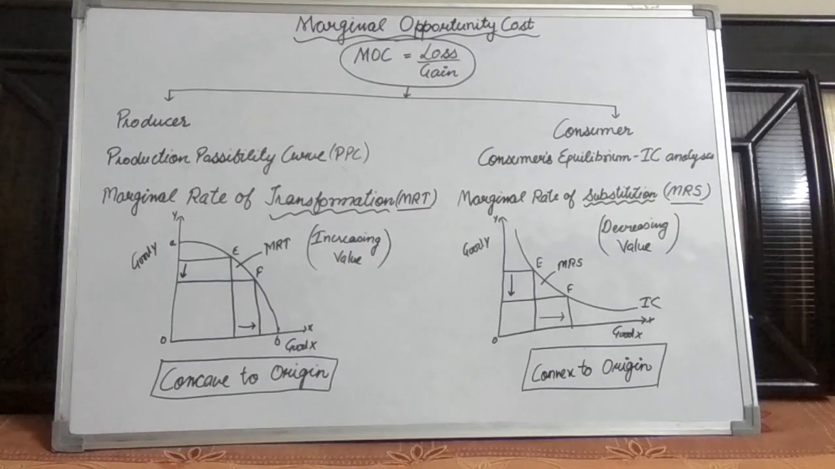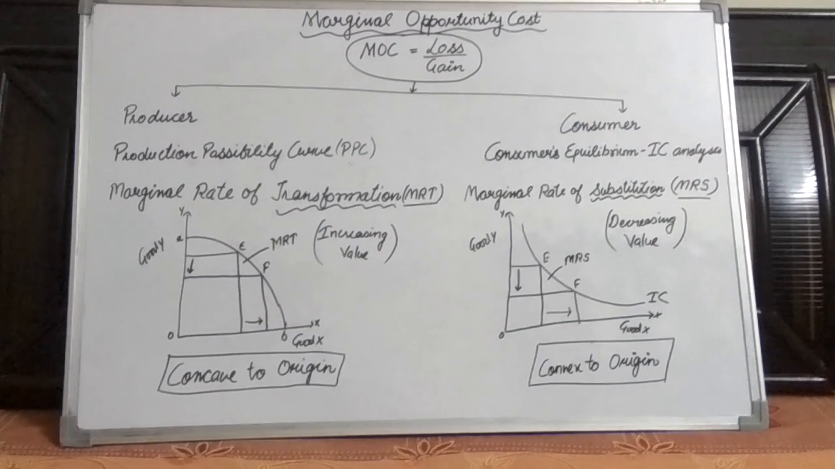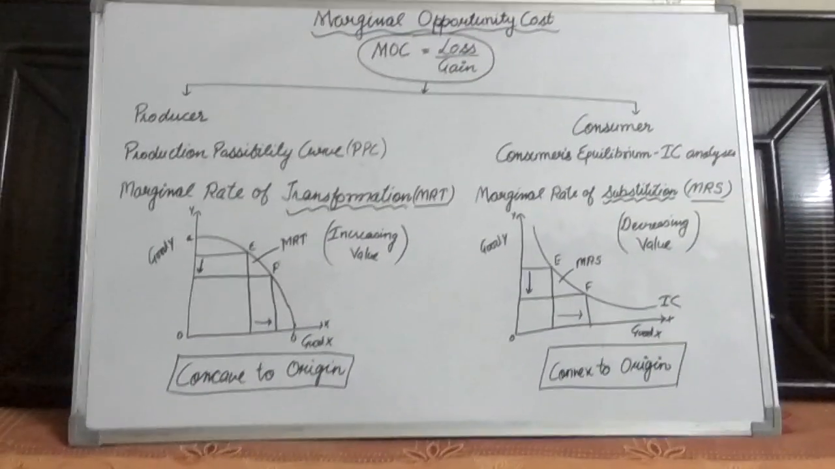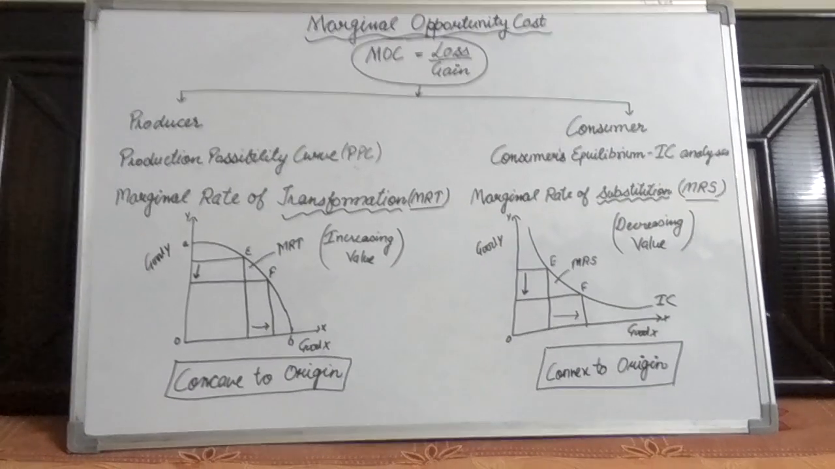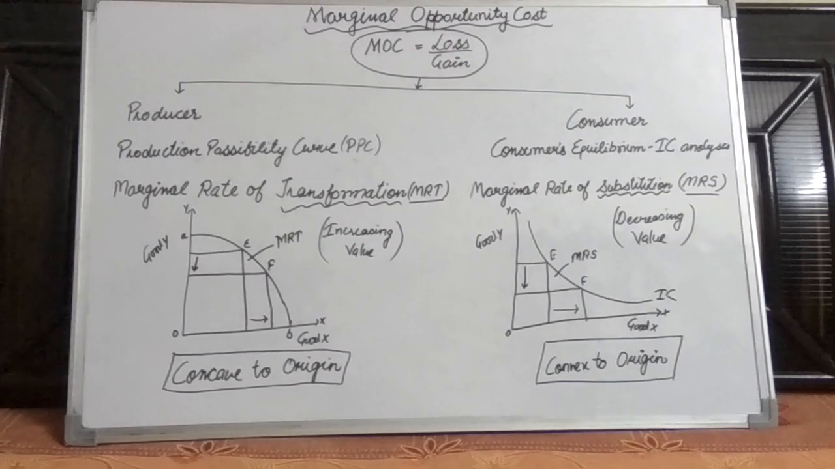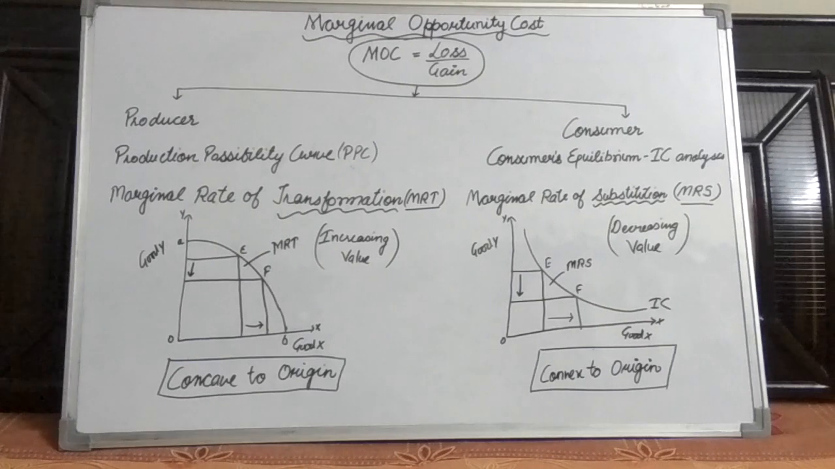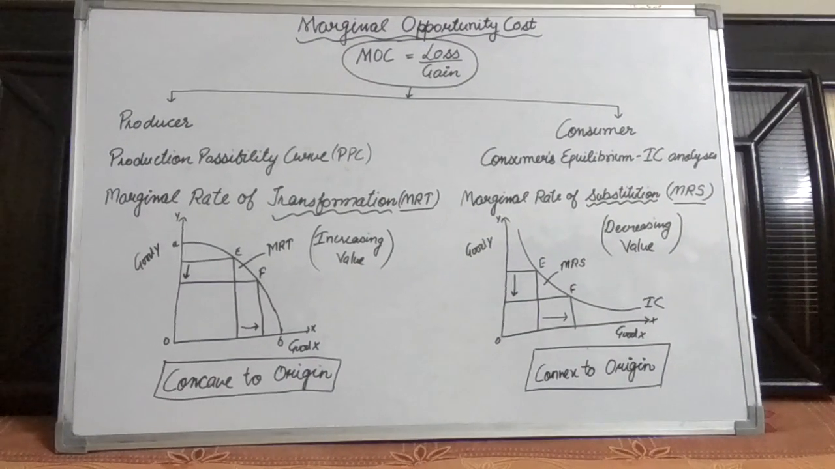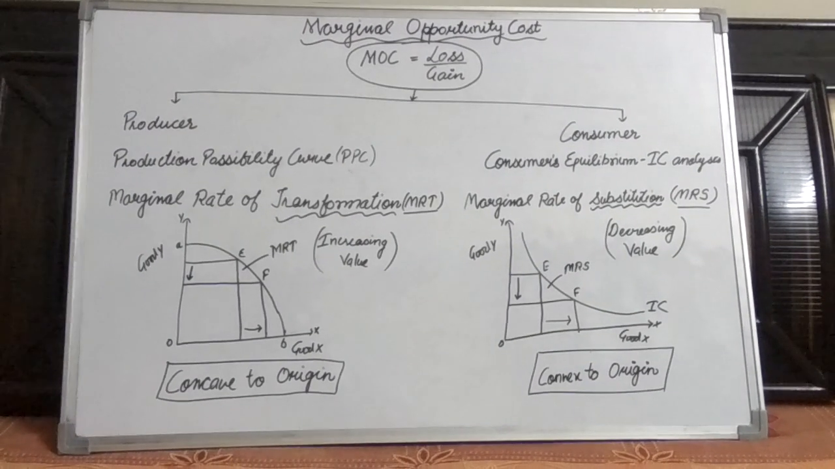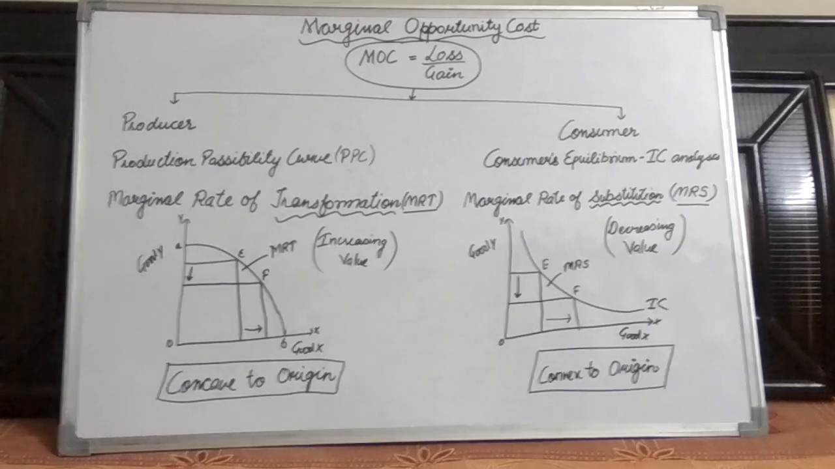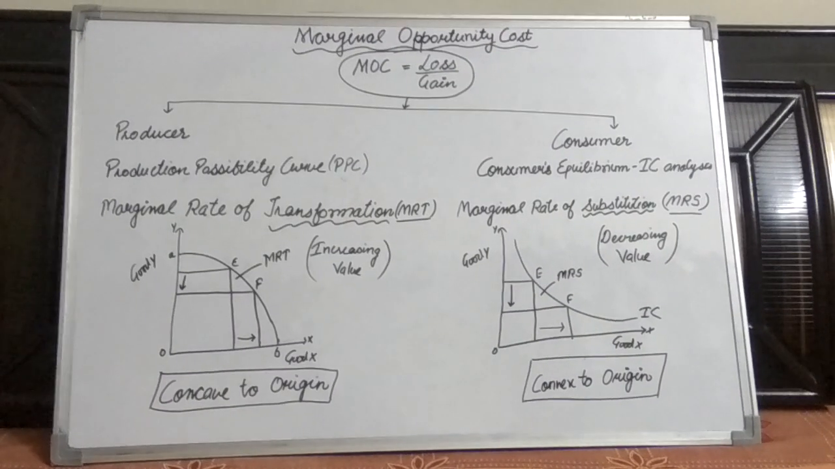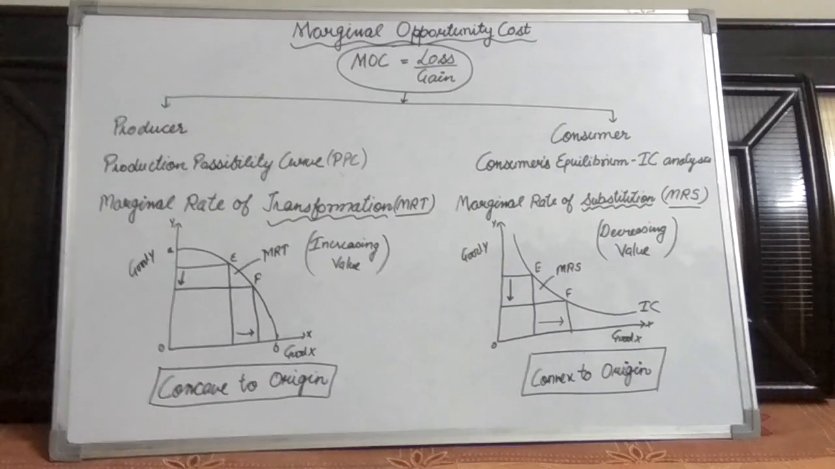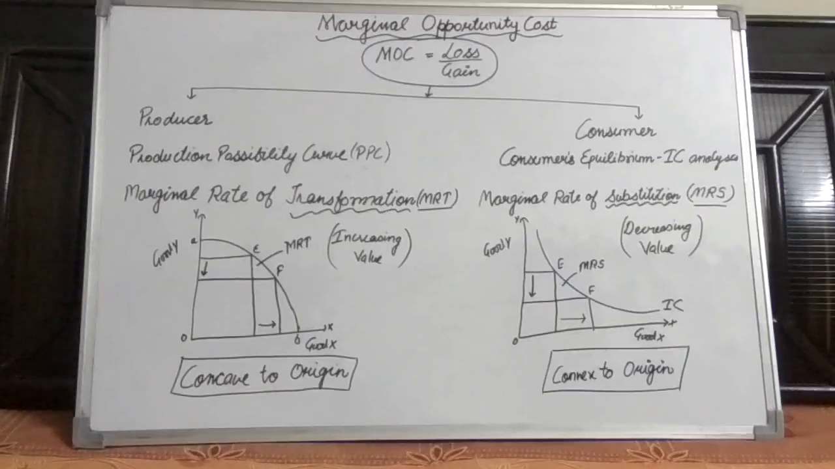As till now, we have done two of our concepts, production possibility curve and consumer equilibrium by indifference curve analysis, and we have used this basic concept, marginal opportunity cost, in both of these concepts. Let me discuss these two in detail. MOC is used in the concept of producer, that is production possibility curve, which is termed as PPC. Under this concept, we have termed this ratio as marginal rate of transformation, that is MRT.